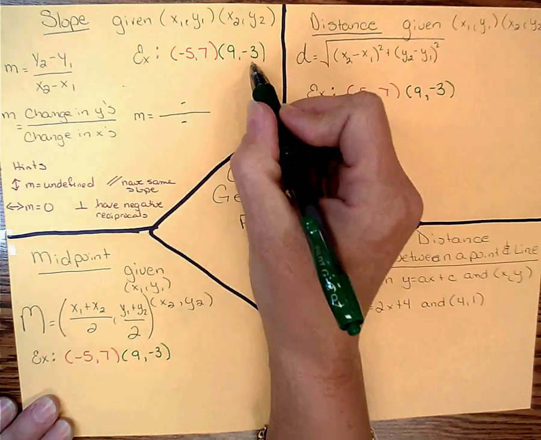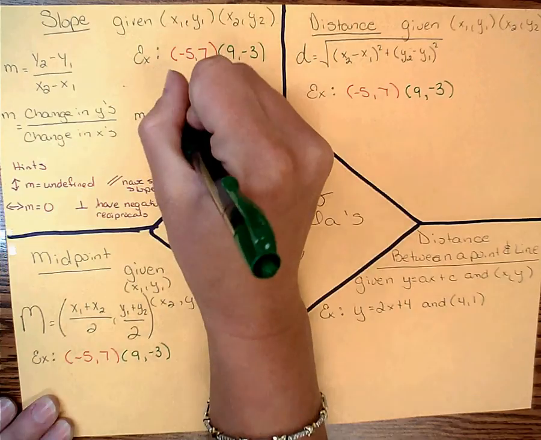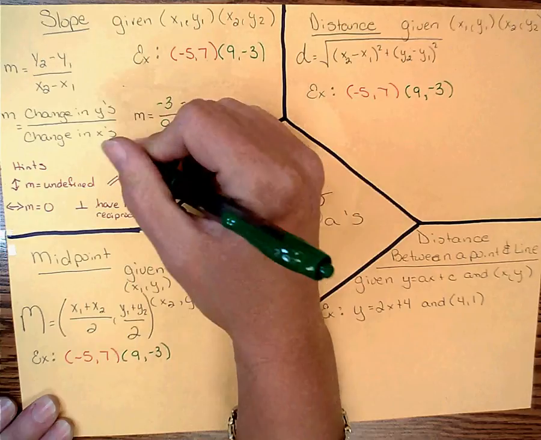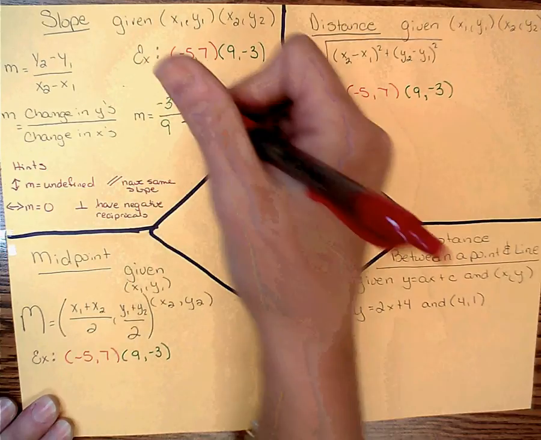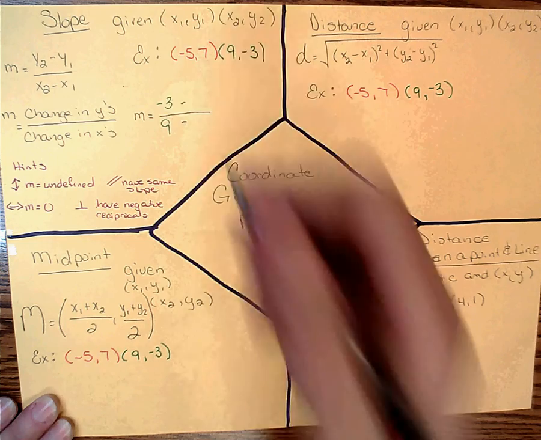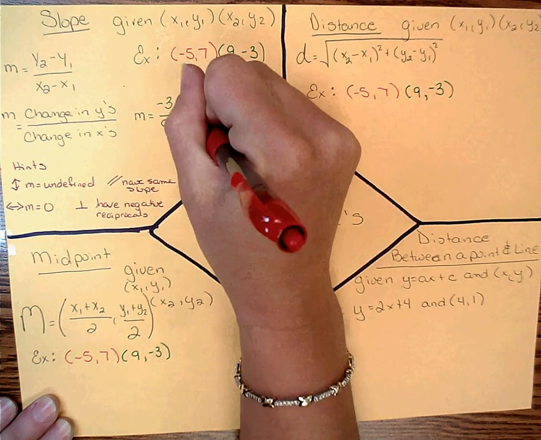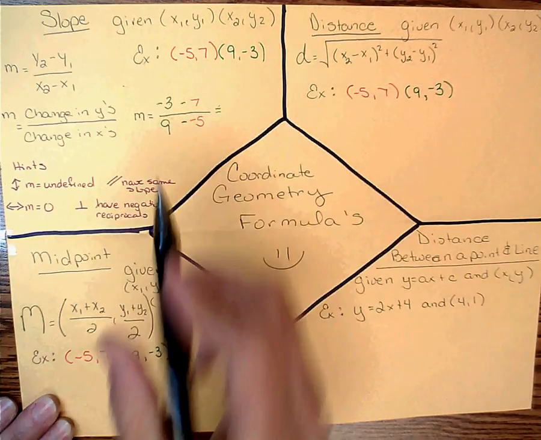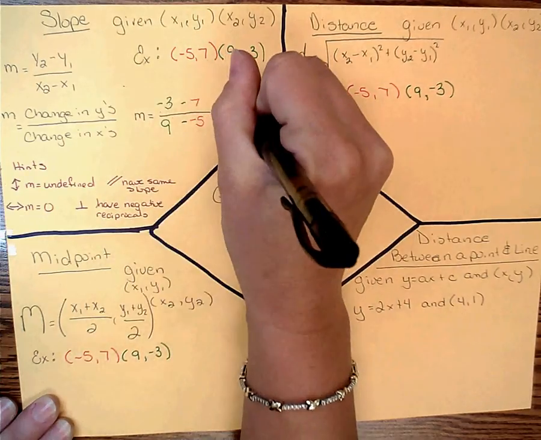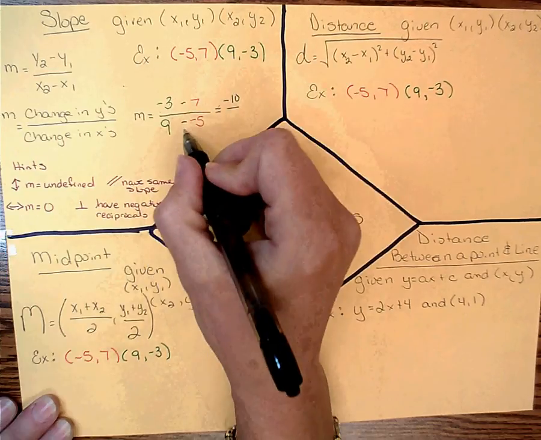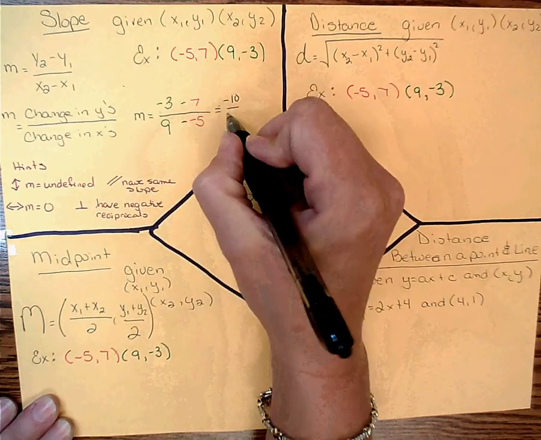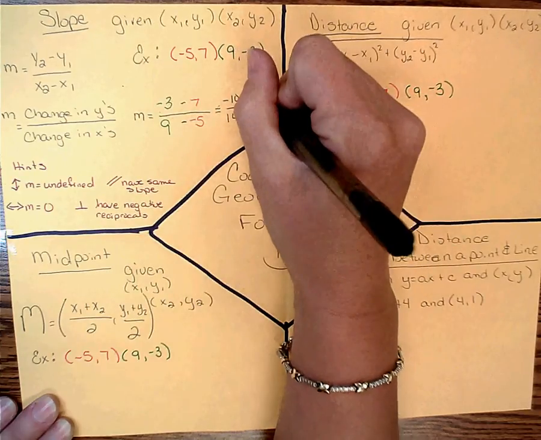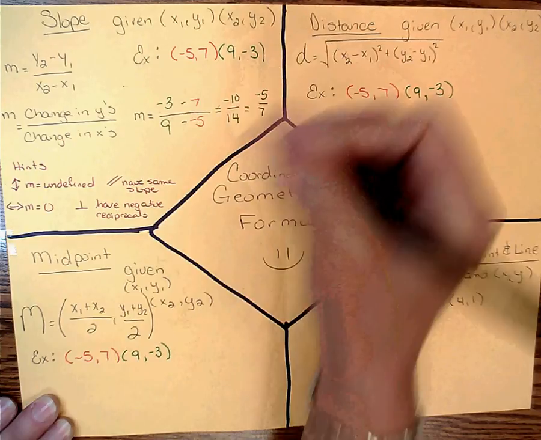I'm going to look at the y values first, so that's negative 3 over 9, so y, and then the x, so change in y's over change in x. Then I'm going to come over here and do 7 and negative 5. Okay, so when I do this math for slope, this is going to give me negative 10 when I put that in my calculator, and this is going to change this to a plus, so this is now going to be 14. Now that fraction can be reduced, and the fraction reduces to negative 5 over 7. So that's how you find slope.